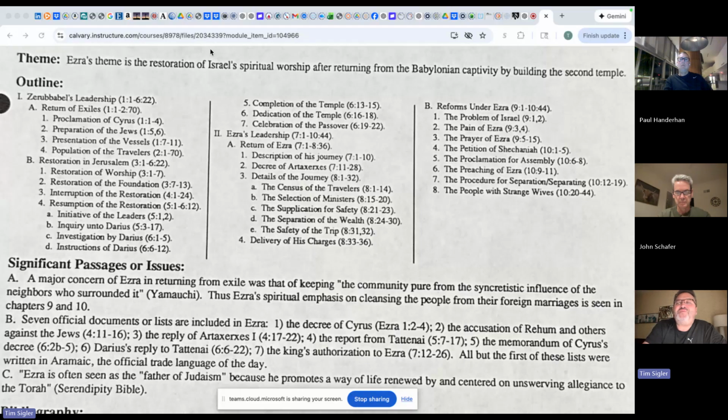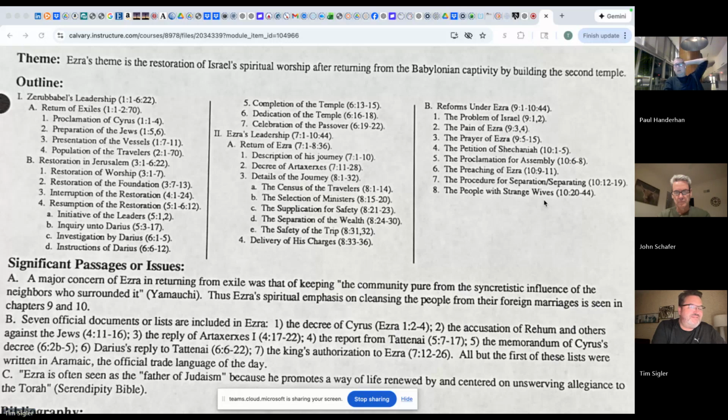And so here we go, chapter 9. The problem, pain, prayer of Ezra, and the petition of Shechaniah, the proclamation for assembly, the preaching of Ezra, the procedure for separation and separating, and the people with strange wives. Maybe we take a moment to remind ourselves. Did you happen to read this section recently in chapter 10? Is that when they were intermarrying? Yeah. And he would have none of that, and they repented, though.